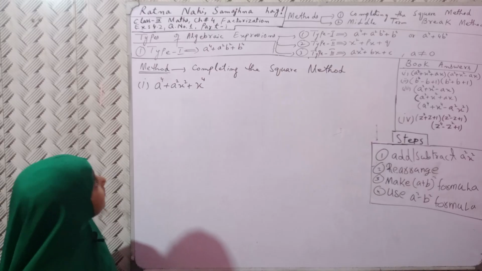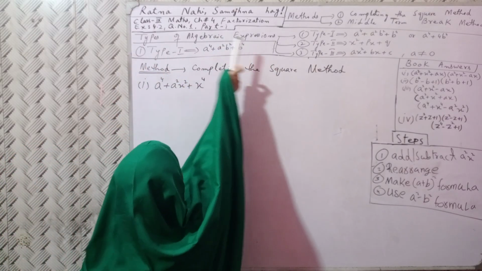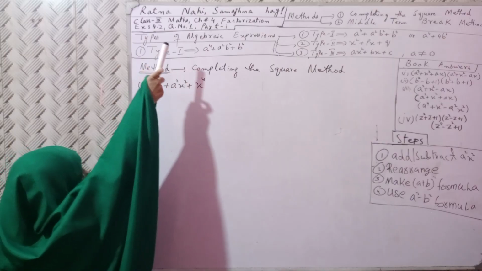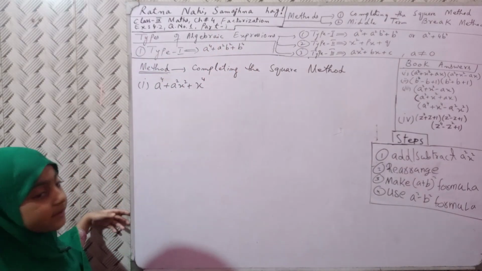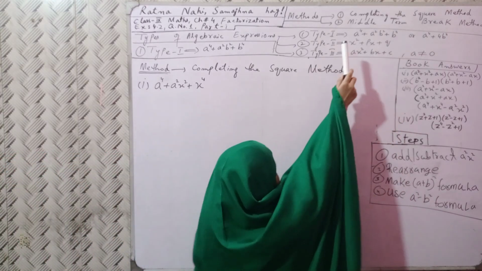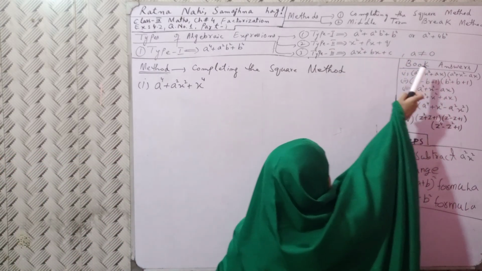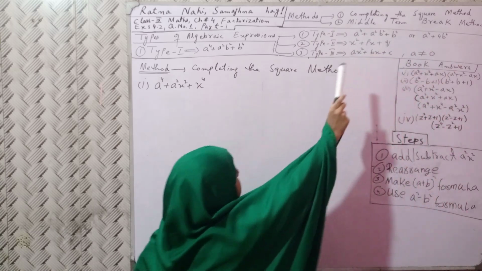Today we are going to learn class 9 maths, chapter number 4, factorization, exercise 4.2, question number 1, part 1. And there are some methods too. First of all, completing the square method, then the middle term break method.